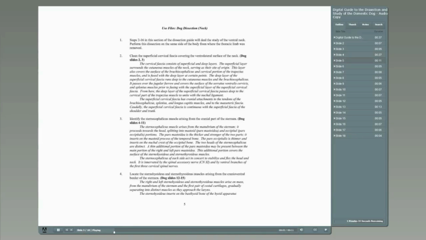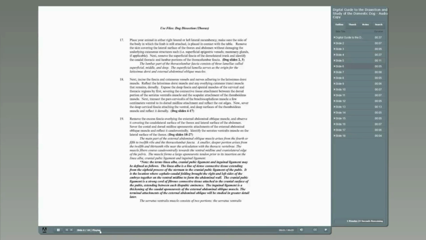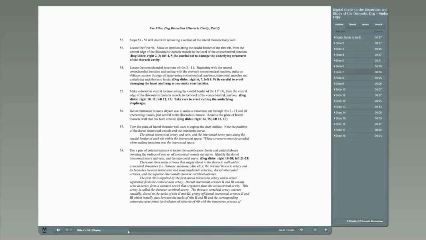Cervical fascia and muscles of the ventrolateral neck, such as the sternocephalicus, sternohyoideus, and sternothyroideus, are discussed in this portion of the text. Here we discuss the external abdominal oblique muscle. Instructions for removing a rectangular portion of the lateral thoracic wall are described here.